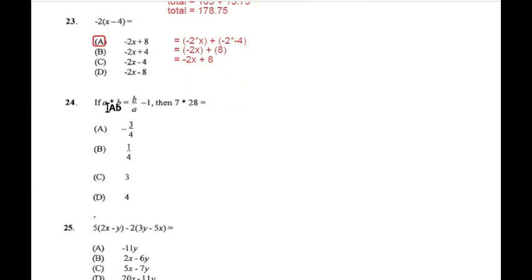Question 24 states if AB is equal to this equation, then 7 and 28 is equal to, so wherever we see A, we'll put 7, and wherever we see B, we'll replace it with 28. So the equation becomes 28 divided by 7 minus 1. So 28 divided by 7 is 4 minus 1, and that leaves us with 3. So 24 is C.